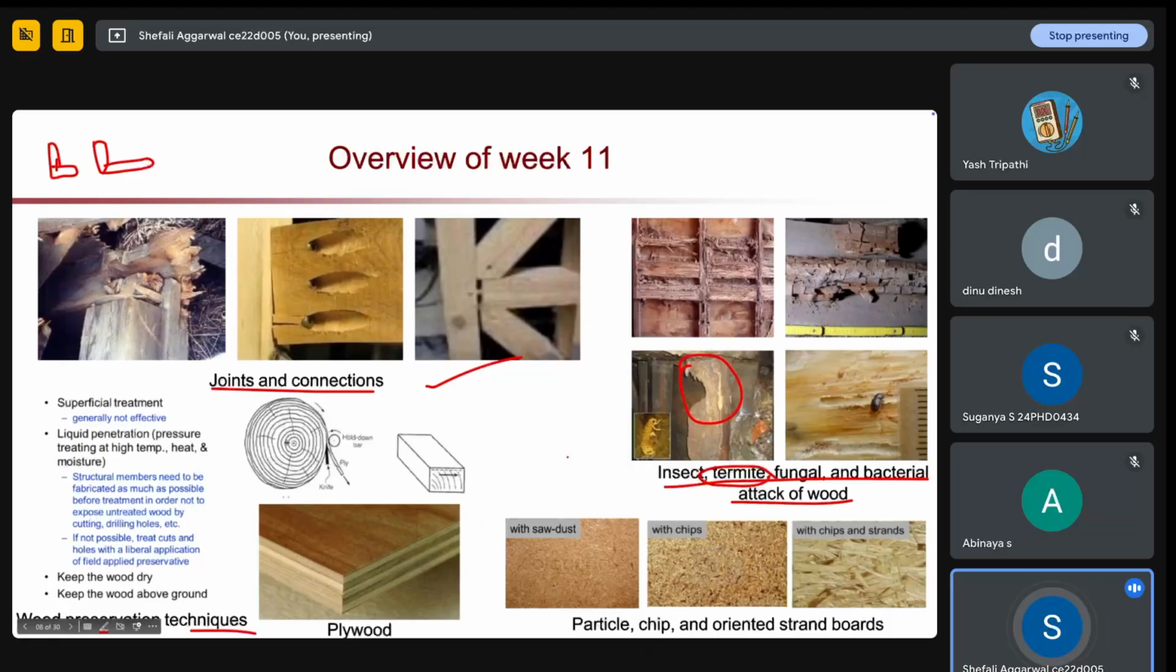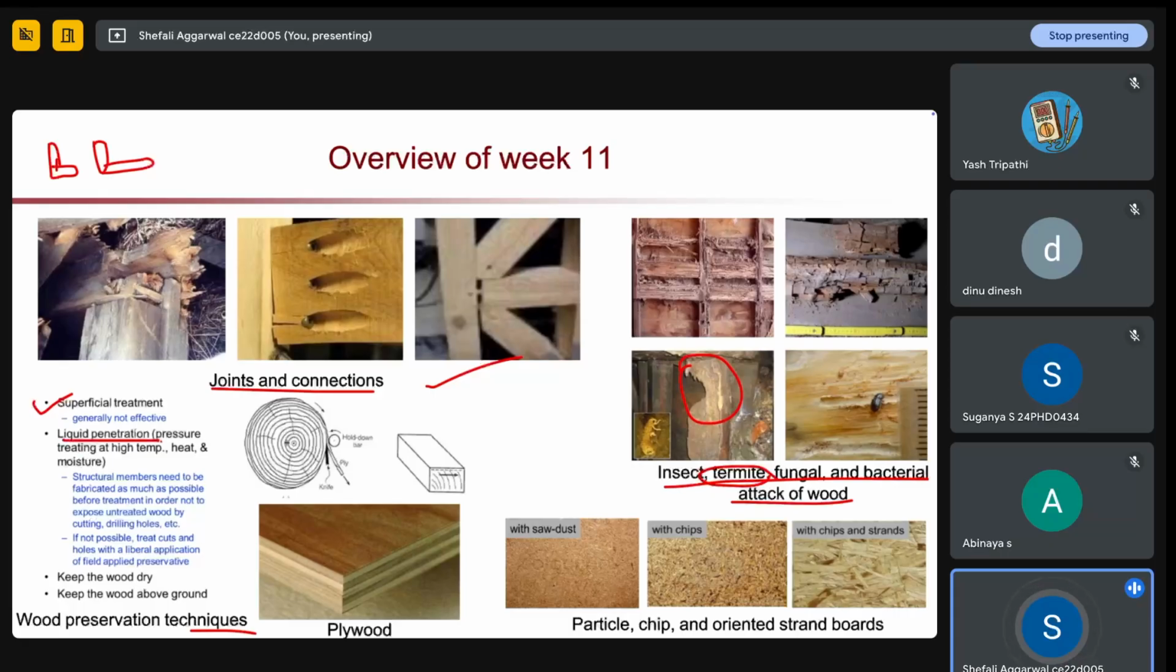So how to preserve your wood from these types of attack? Firstly, some superficial treatment. That is very expensive in nature, that's why we are not generally using this type of treatment.